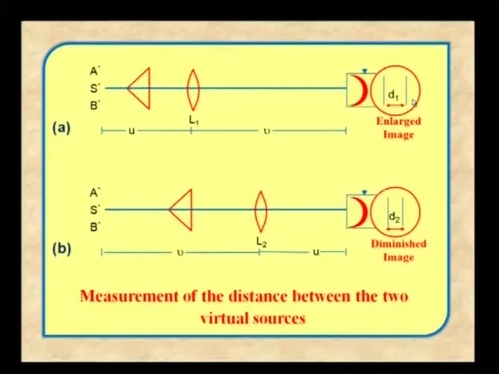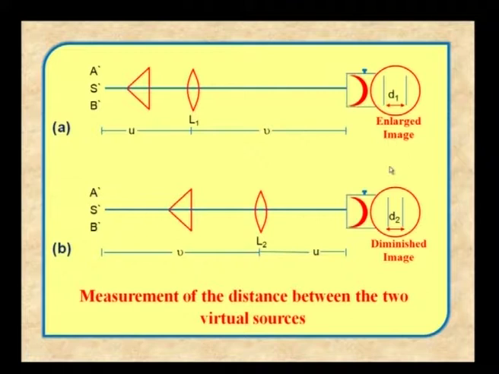The enlarged one is the D1. The eyepiece can be adjusted so that the crosswire coincides with this line and then with this line, that is your D1. Then this is D2. How do you get D1 and D2? The lens L1 is kept nearer to the biprism, then you get an enlarged image. On the other hand, when the lens is kept nearer to the screen, then you get a diminished image.